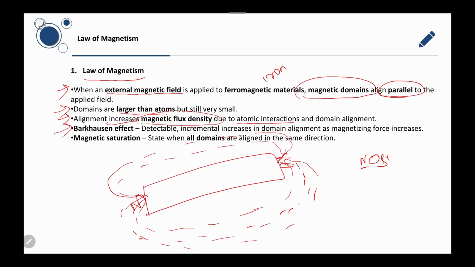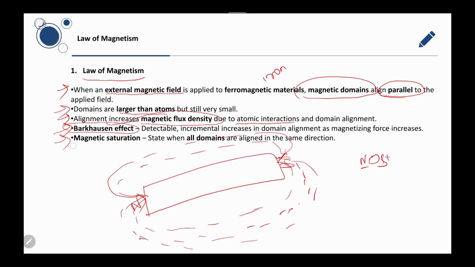The next is the Barkhausen effect. Domain alignment doesn't happen smoothly. It happens in small, sudden jumps as domain walls move and reorient. These jumps create small and measurable changes in magnetism called the Barkhausen effect. With special equipment we can detect these jumps, and sometimes this effect is used in material testing to study the stress or structural changes.